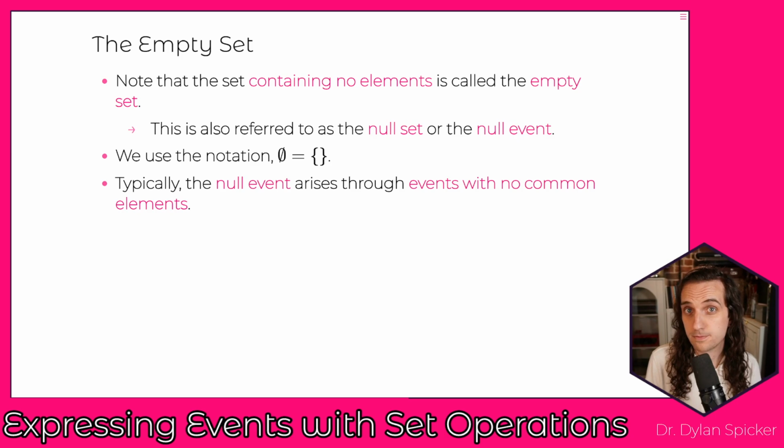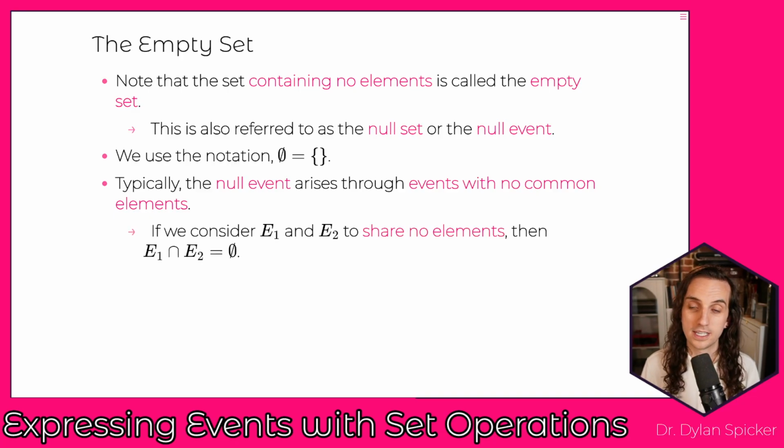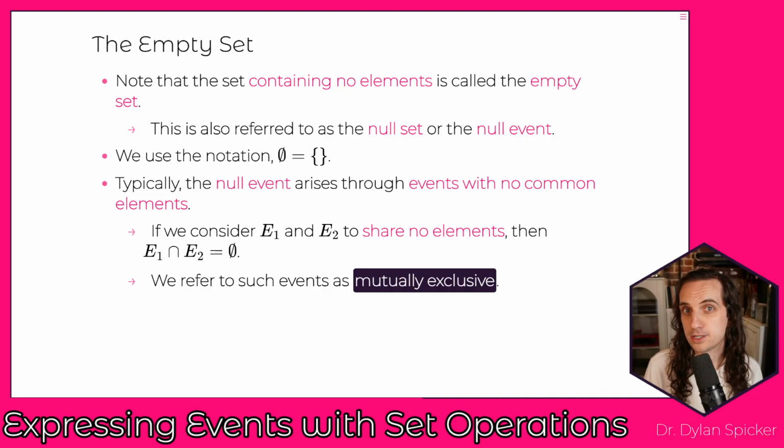And the most common way that the null event is going to arise is when you take the intersection between two sets that do not actually overlap. So if you have events that don't share anything in common, then their intersection is going to be the empty set. So if E1 and E2 have no shared elements, then E1 intersect E2 is the empty set. And when this happens, we refer to these events as being mutually exclusive. The way we can think about this is if E1 happens, then E2 did not happen. And if E2 happens, then E1 did not happen. They can't both happen at the same time.